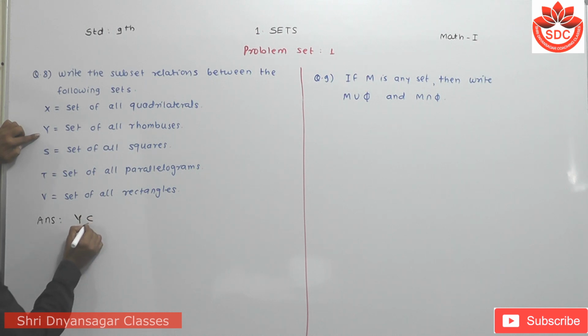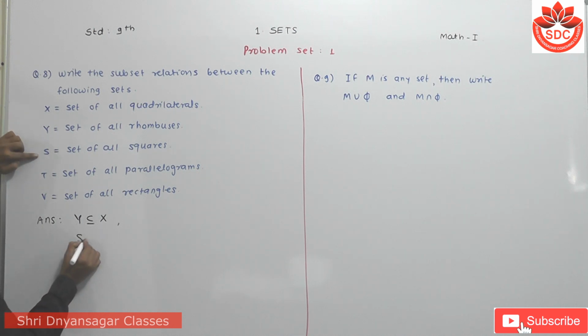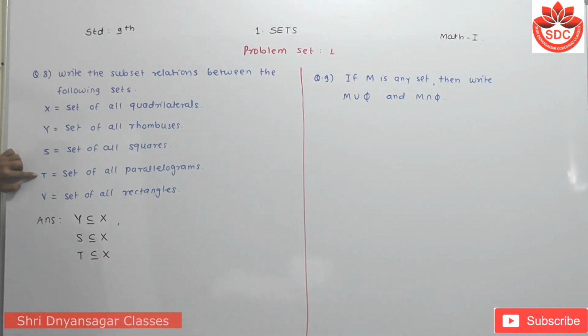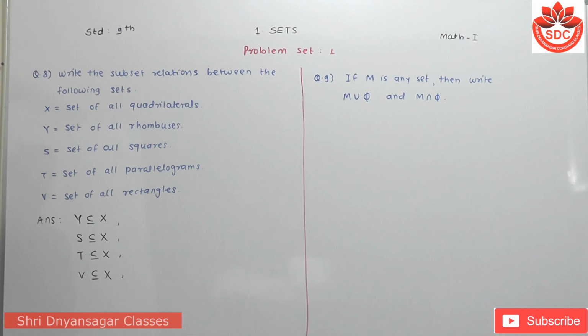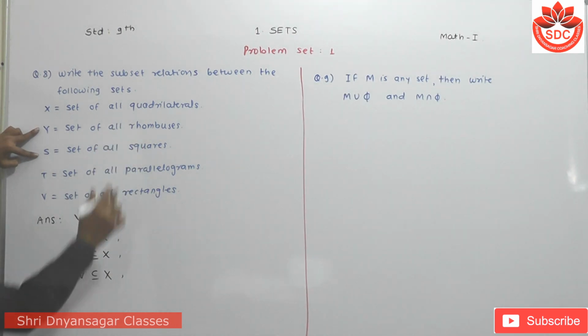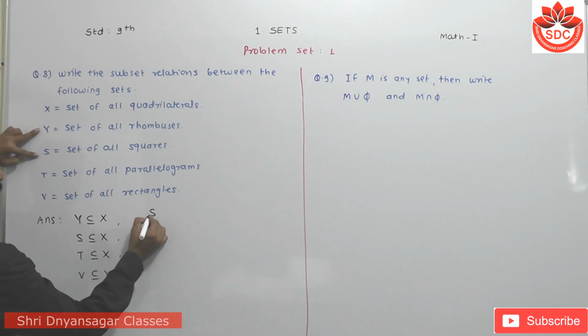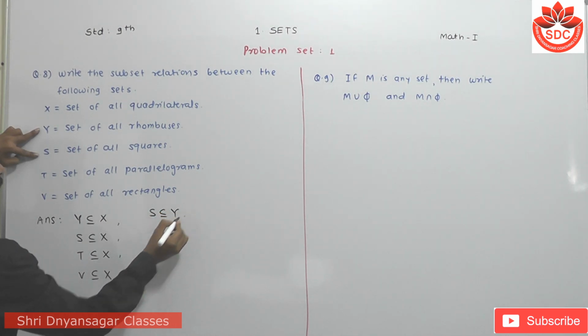Set Y is a subset of X. The second one is set S is a subset of X. Set T is a subset of X, and V is also a subset of X. These are the four subsets of the set X. Then we find the remaining ones. Now S is a subset of Y, because all squares are also rhombuses. So I have to write S is a subset of Y.